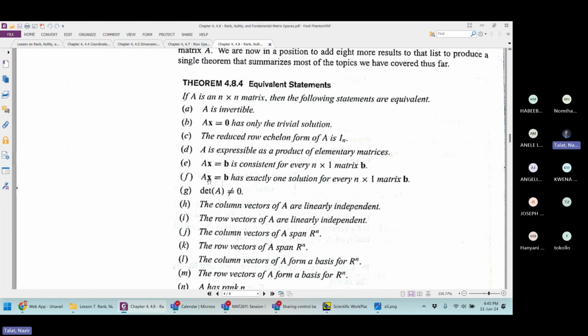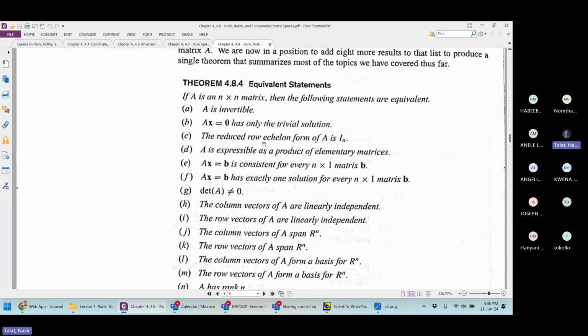It has exactly one solution, because it is consistent, and the determinant of A in that case is not equal to 0, because A is invertible. The column vectors of A are linearly independent. The row vectors of A are also linearly independent. All the rows are independent, because if you apply elementary operations, they become an identity matrix.